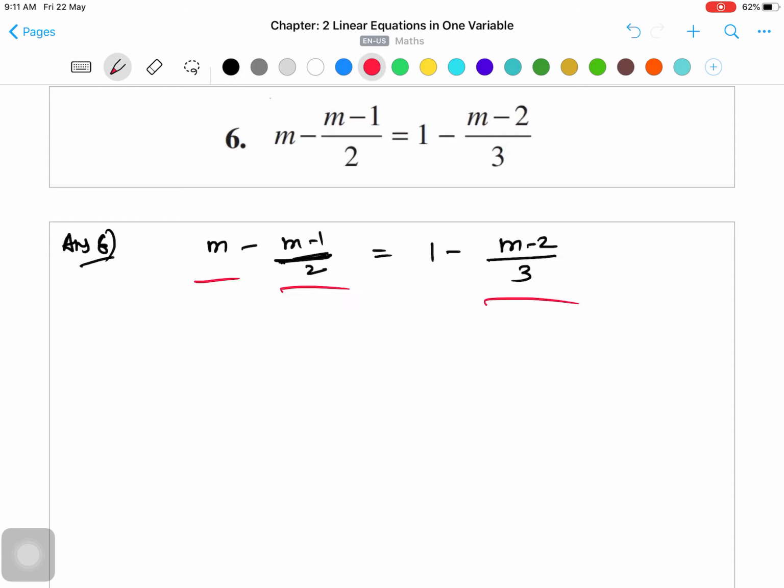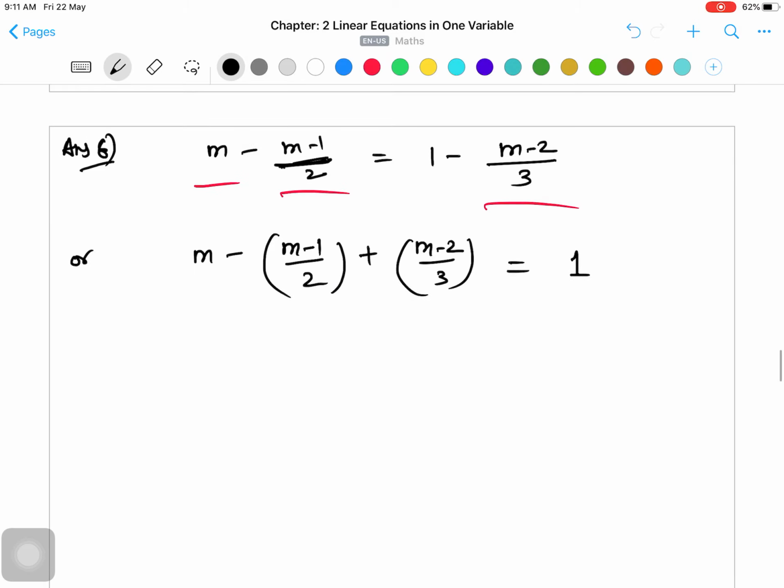As you can see, these three terms involve the variable. So we'll shift these three terms onto the left hand side. So this will be m minus (m minus 1) by 2, and this minus (m minus 2) by 3 will become plus (m minus 2) by 3. Close them inside the bracket, equals, on the right hand side we have 1. Assuming 1 here, the LCM of 1, 2 and 3 will be 6. So we'll write the common base 6.